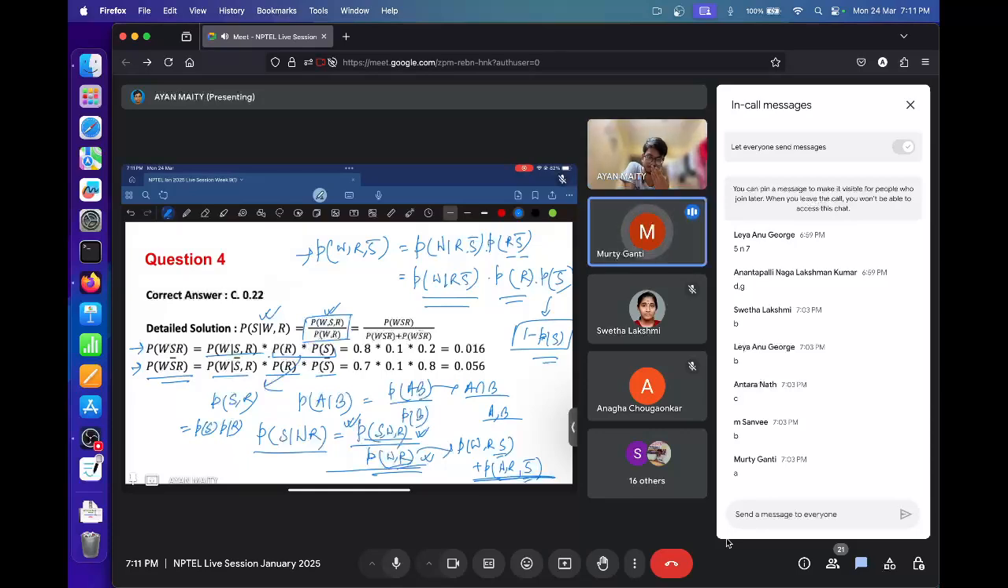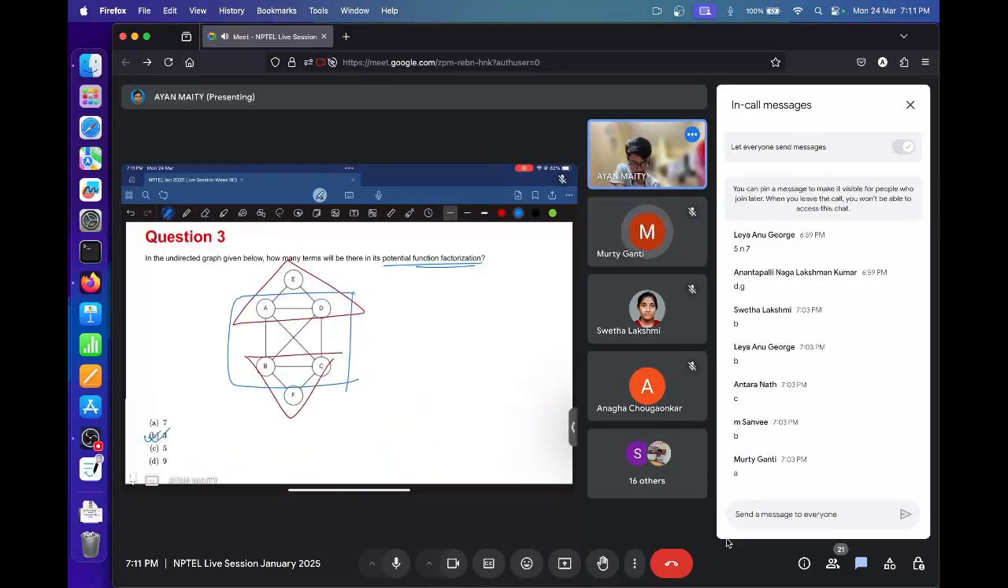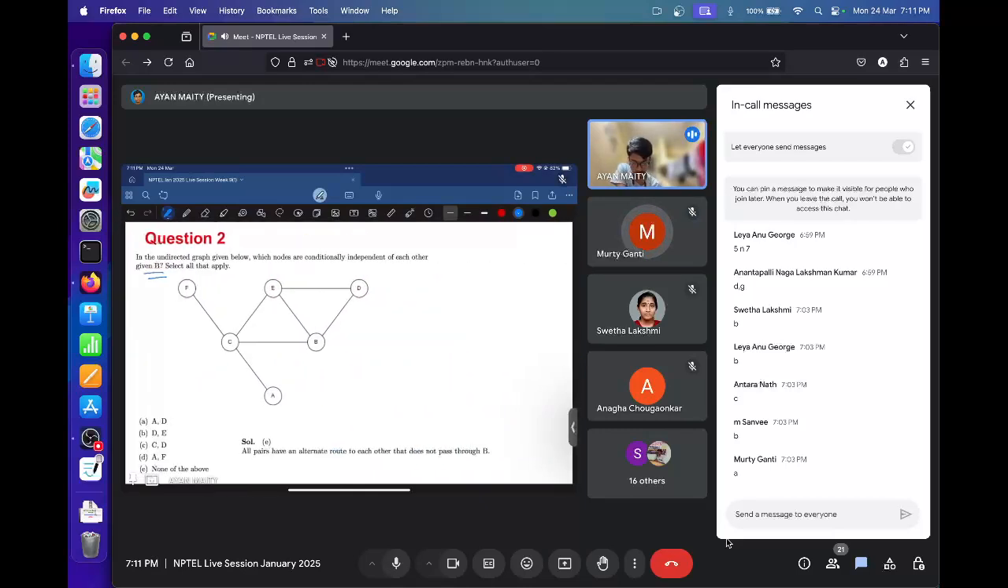Can you please explain independence and non-independence, or dependence? In the case of undirected graphs, this is very easy. For example, here, if we want to find out the independence of A and D given the variable B, this is an undirected graph, so we have to check whether there exists a path between A and D or not.